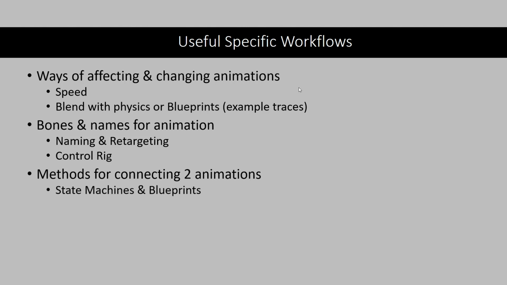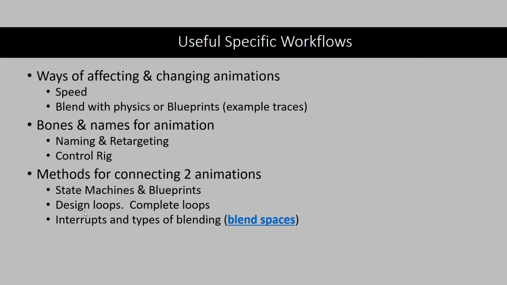So state machines and blueprints, as I mentioned, and also designing loops. You can connect two animations with certain ways of blending those, but also in terms of having animation sequences themselves, like one animation go in a loop. And then as that loop completes, you can have a blueprint or some other state machine move right on to the next loop. As well as there's interrupts and types of blending, which we talked about.